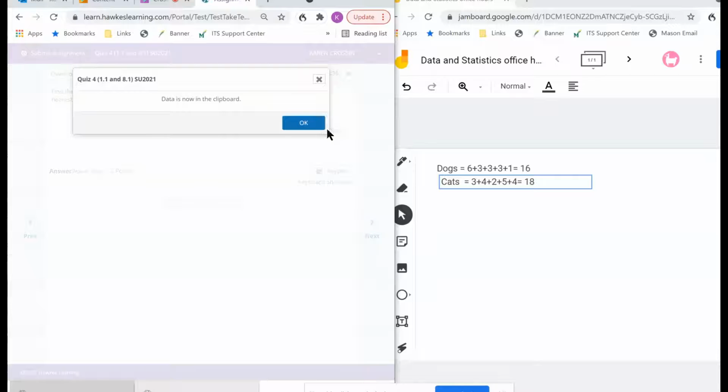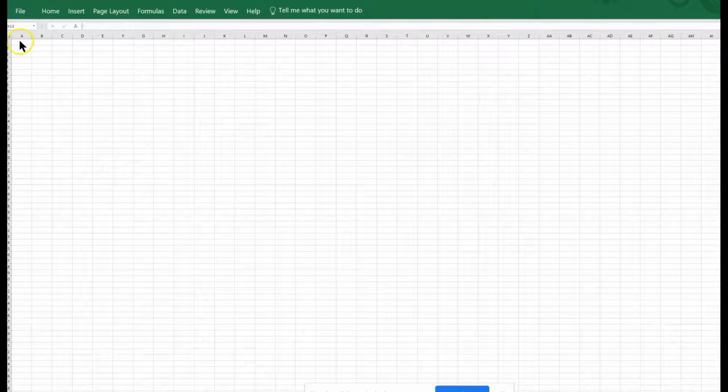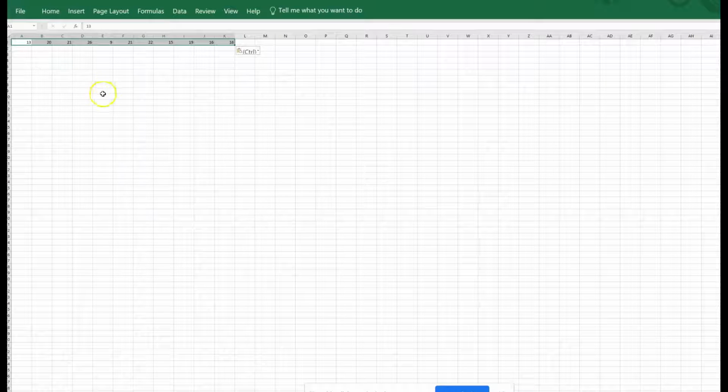Okay, so you do copy data, and it says okay, and then we need to open an Excel spreadsheet. So I'm going to pause while I open an Excel spreadsheet. Okay, so I copied the data, and I've opened an Excel spreadsheet, and now I'm just going to paste and hope it works. Paste, there they are. Those are all the numbers, and I do want to make it bigger, but I don't want to zoom in because it'll mess everything else up. So I'm just going to make it bigger. Hold on for just a second.